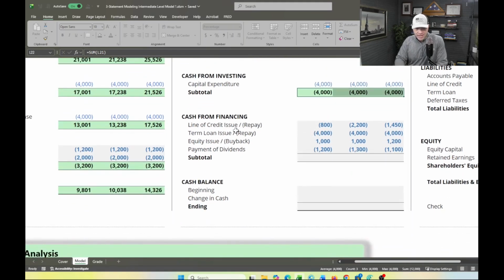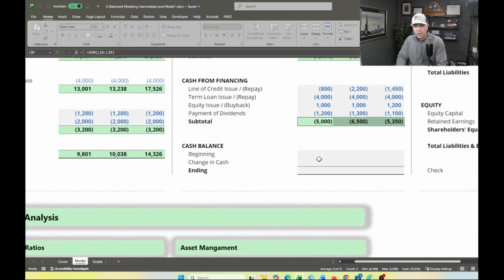Next is from financing. We have a line of credit. Typically, that could be a revolver or term loan issue. Do we buy back or do we issue new equity? Are we buying back the stock that we had before, so I have more control over the company, or are we selling more of the company to raise money? That's already all solved for us, so all we have to do is add up the total.